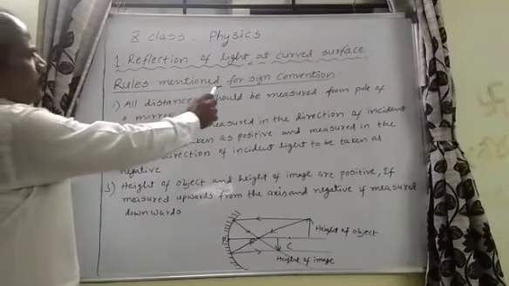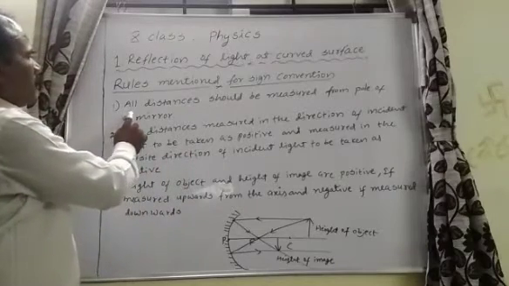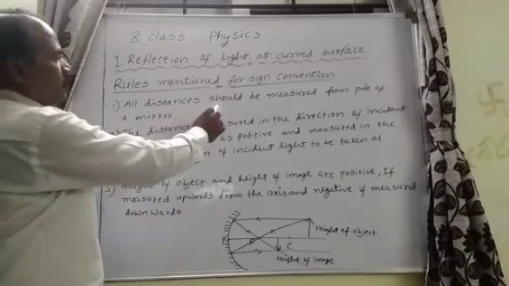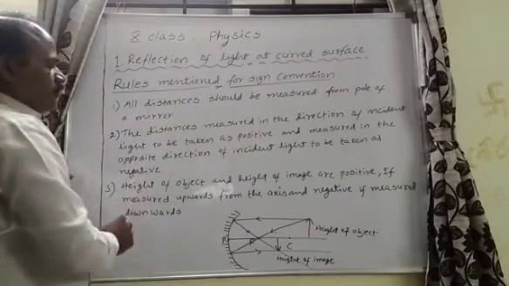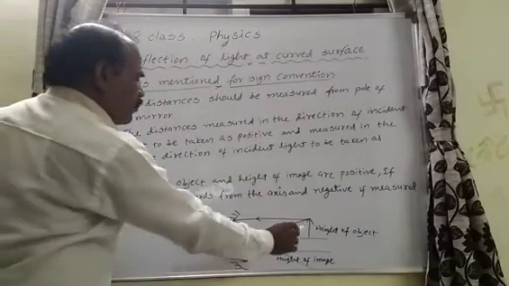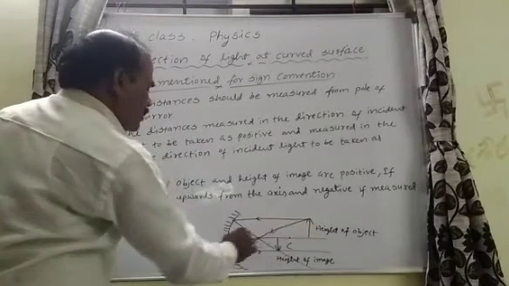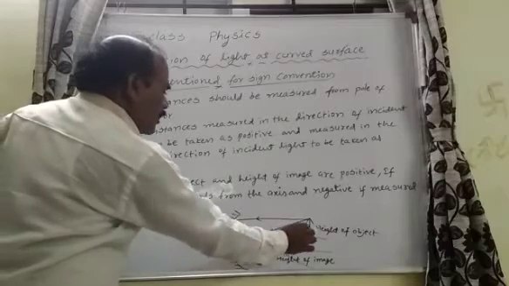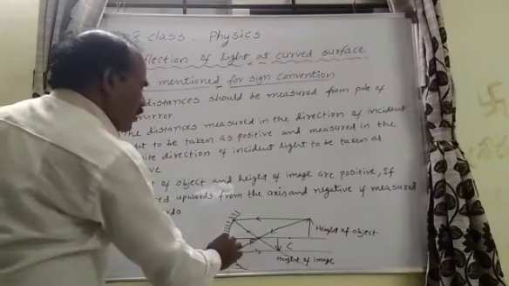Rules mentioned for sign convention. Number 1: All distances should be measured from the pole of the mirror. For example, this is an object. Object distance is measured from the pole of the mirror. This image distance is also measured from the pole of the mirror.